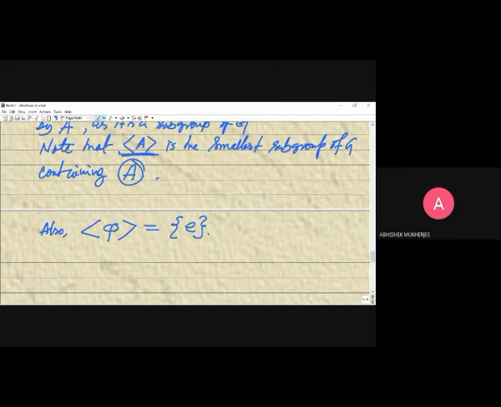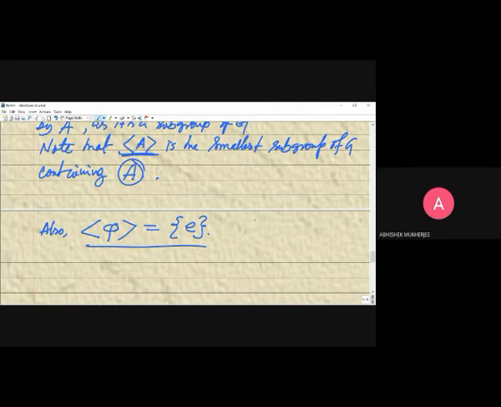Why? Because it is true vacuously. That means if it is not, then you need to find one element from an empty set which is non-identity, right? But you cannot find any element because it is an empty set, right? So this shows that vacuously this will be the singleton set {e}.